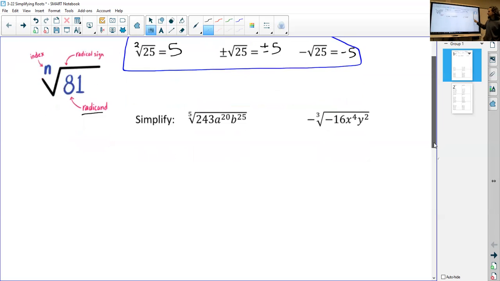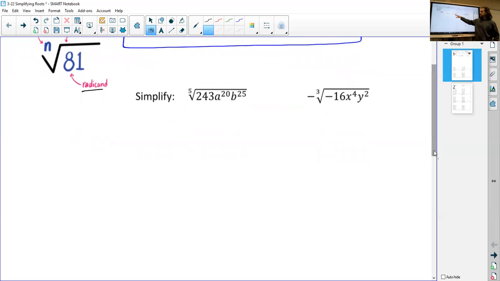Okay, so the actual work itself. How can we simplify the fifth root of 243, a to the 20th, b to the 25th, which sounds a lot worse than it is. How we can think of this is we can split it up. So the fifth root of 243 times the fifth root of a to the 20 times the fifth root of b to the 25th.